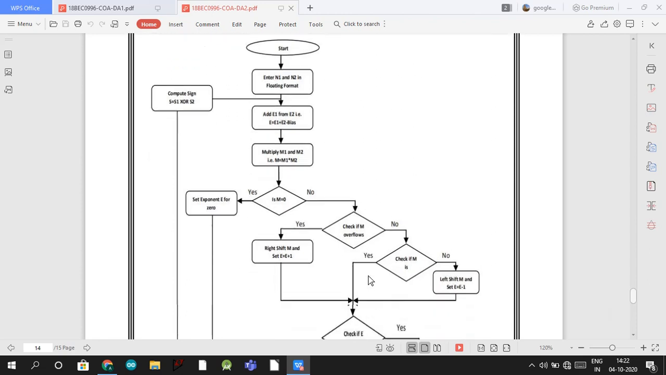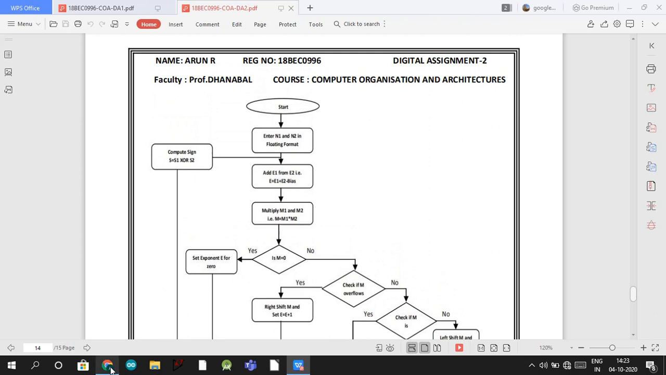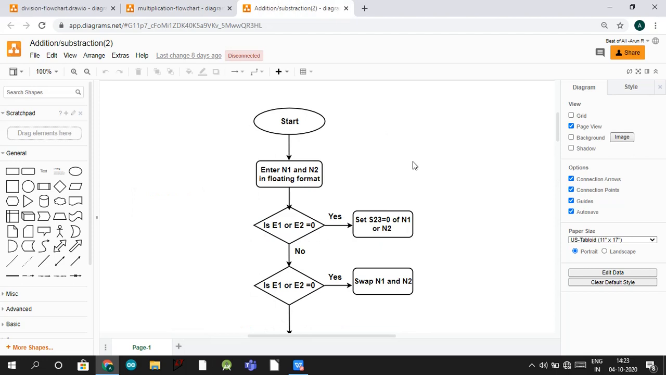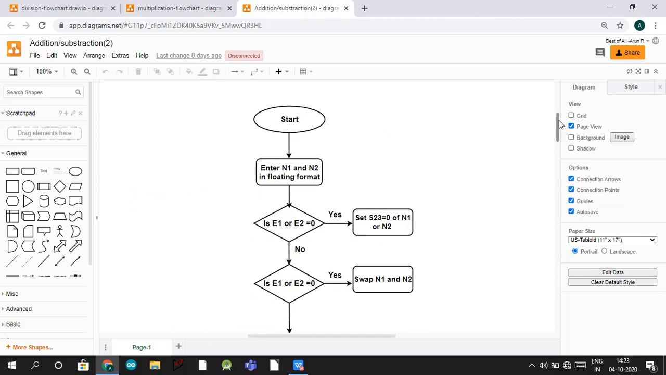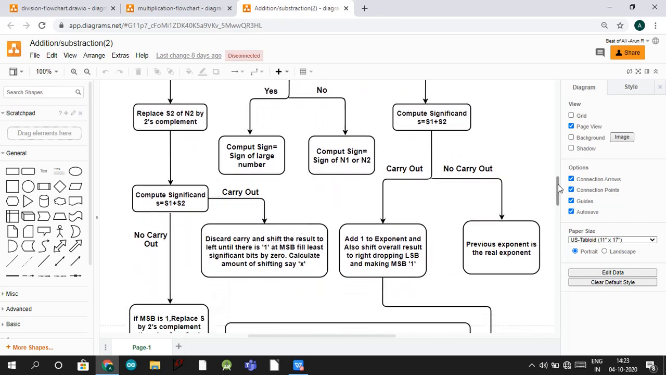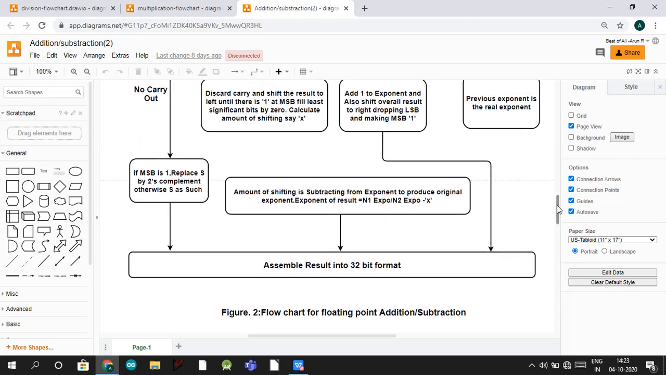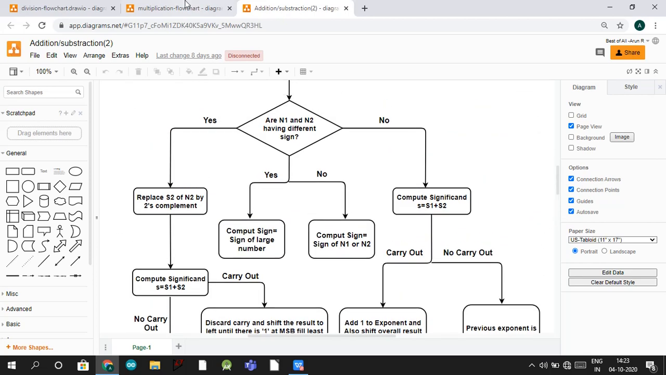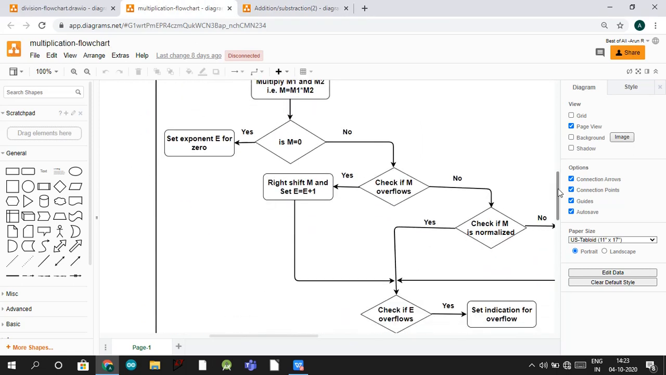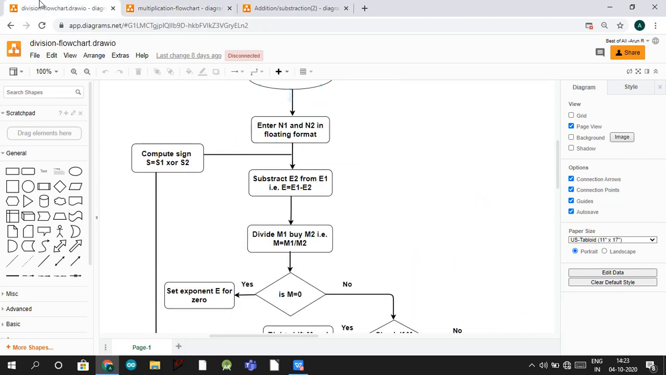Let's see how I made this flow diagram. I used the online software draw.io to make this flow chart. Here you can see addition and subtraction. I also shared my link in my Google Drive. You can see it in the drive. This is the multiplication, and this is the division.